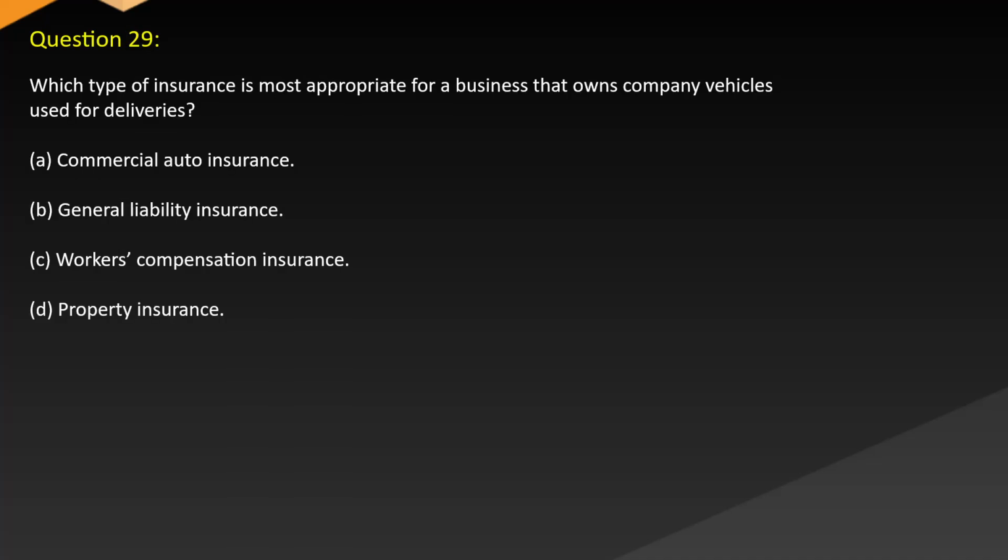Question 29. Which type of insurance is most appropriate for a business that owns company vehicles used for deliveries? A. Commercial auto insurance. B. General liability insurance. C. Workers' compensation insurance. D. Property insurance.